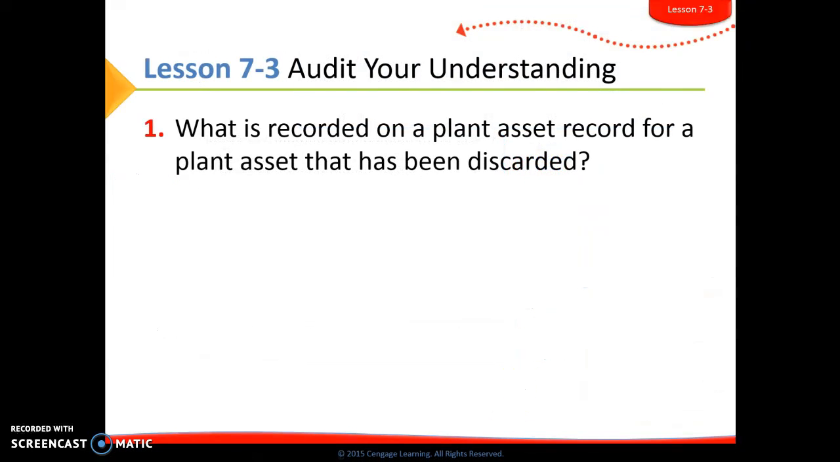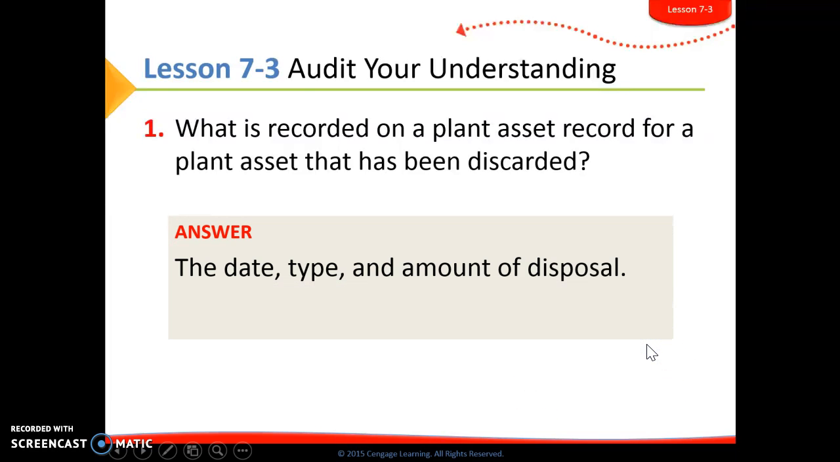Okay, number 1, what is recorded on a plant asset record for a plant asset that has been discarded? On the plant asset record sheet needs to be the day that we discarded it, the type, and the amount of the disposal. When they say type, they mean how did we dispose of it.